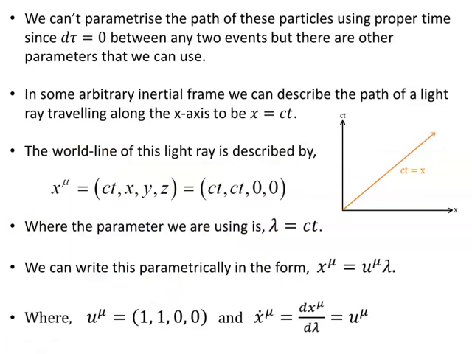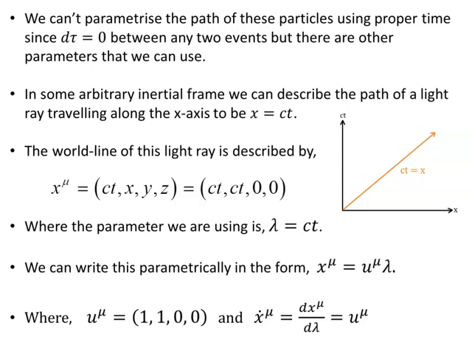Right. We can't parameterize the path of these particles using proper time, since d tau equals 0 between any two events on such a particle's world line. So we can't use proper time, because between any two events, the proper time elapsed d tau is 0.